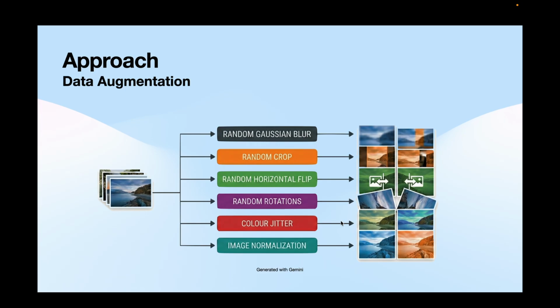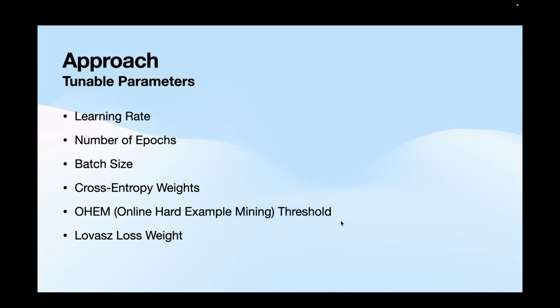I augmented the data as well. I added random Gaussian blur, random crop, random horizontal flip, random rotations, color jitter, and image normalization. My tunable parameters are the learning rate, number of epochs, batch size, cross entropy weights, the online hard example mining threshold, and Lovász loss weight.